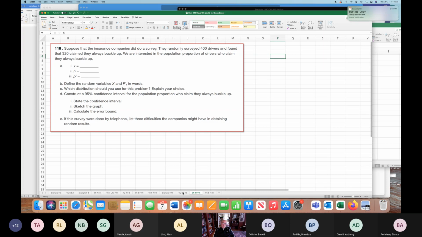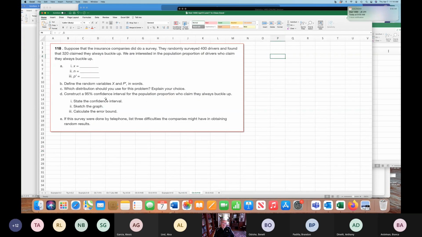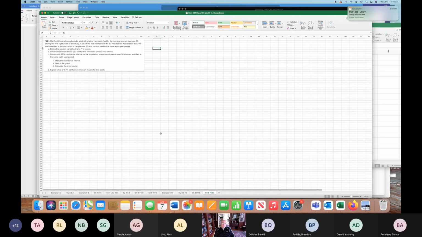I could copy paste this over and probably do this problem. If the survey were done by telephone, list 3 difficulties that companies might have in obtaining results. People don't answer their phone, of course. To get 400 people, you'd probably have to call 2,000. That's just a guesstimate. All right, let's look at the next problem.